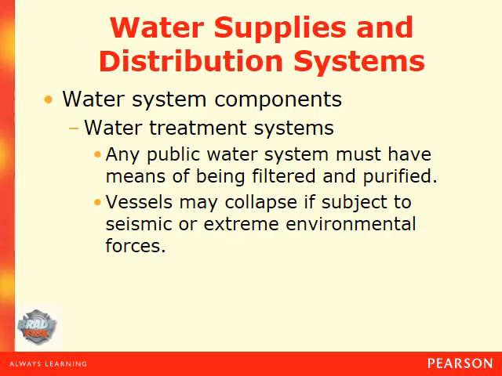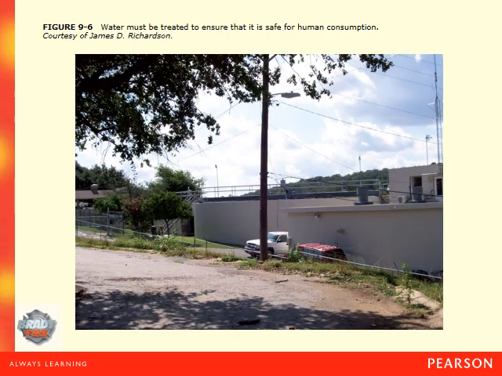So let's look at the different components of the water system. First, you're going to have the water treated. Any public water system must have means of being filtered and purified so it can be used for consumption. Here's a picture of a water treatment plant.